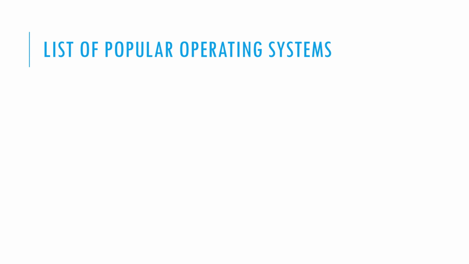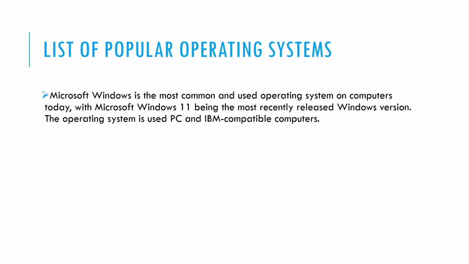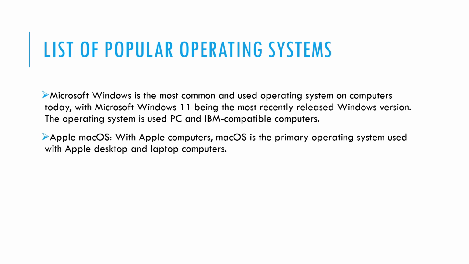Here is a list of popular operating systems. Microsoft Windows. Microsoft Windows is the most common and used operating system on computers today, with Microsoft Windows 11 being the most recent Windows version. The operating system is used on PC and IBM compatible computers. Apple macOS. With Apple computers, macOS is the primary operating system used with Apple desktops and laptop computers.